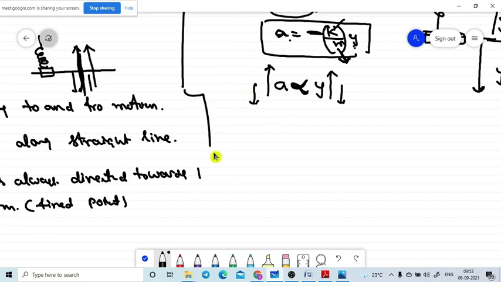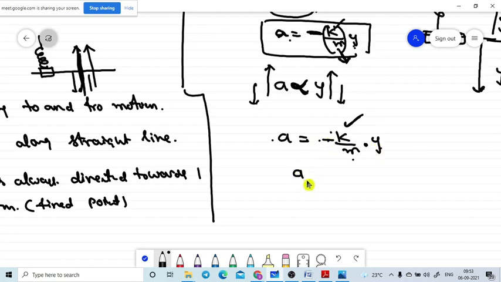So what is this equation telling? A is equal to minus K by M into Y, it is telling. K is the spring constant, it is a number. M is the mass, it is a number only. Number by number, we will get one number. Here the negative sign is indicating that A and Y are in the opposite direction. That is what it is saying.